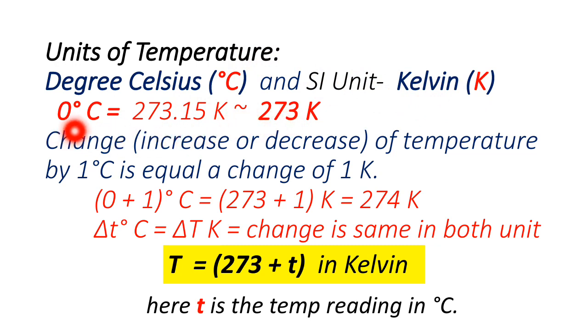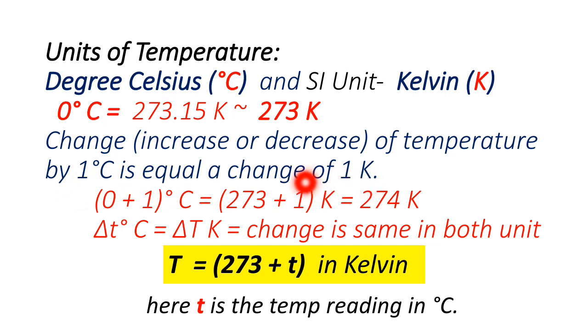See, 0 degree Celsius is equal to 273.15 Kelvin, which is nearly equal to 273 Kelvin, correct? That means if we have a temperature of 0 degree Celsius, it can be written as 273 Kelvin. Suppose there is a change in temperature, that means the temperature is increased or decreased by 1 degree Celsius, correct?